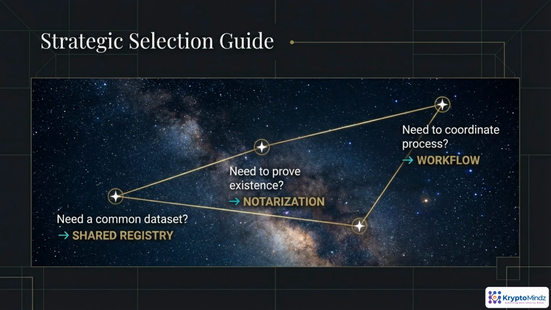Use this as a quick mental routing table when someone says, "We should use blockchain." If the main pain is keeping multiple copies of the same reference data in sync, you're in shared registry territory. Start by modeling a single governed dataset with clear writers and readers. If the real need is to prove something existed or happened at a point in time, you're looking at notarization or anchoring. If the core problem is coordinating multi-party steps, approvals, or state changes, that's a workflow pattern, likely with smart contracts.